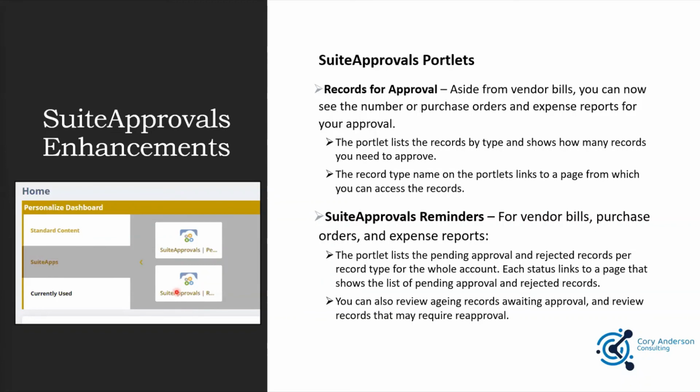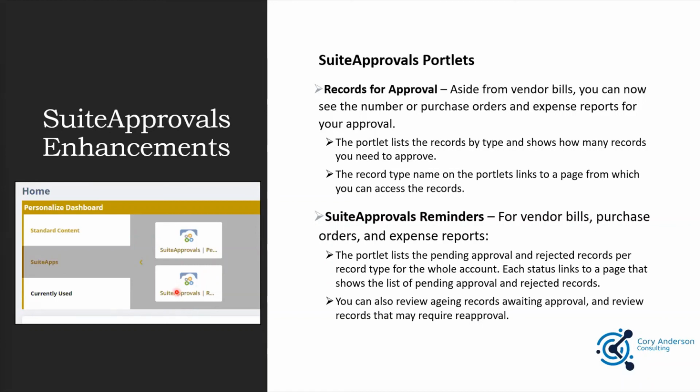So what they do is, one is records for approval. Aside from vendor bills, you can now see the number of purchase orders and expense reports for your approval. The portlet lists the records by type and shows how many records you need to approve. The record type name on the portlet links to a page from which you can access the records. Previously, you could set up the records that require your approval in the reminders portlet, so you can click on that and then go and do that. But this is a pre-built portlet for that now.